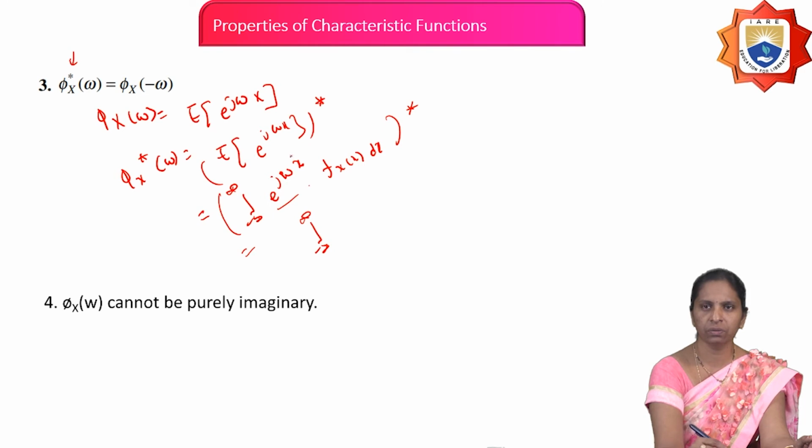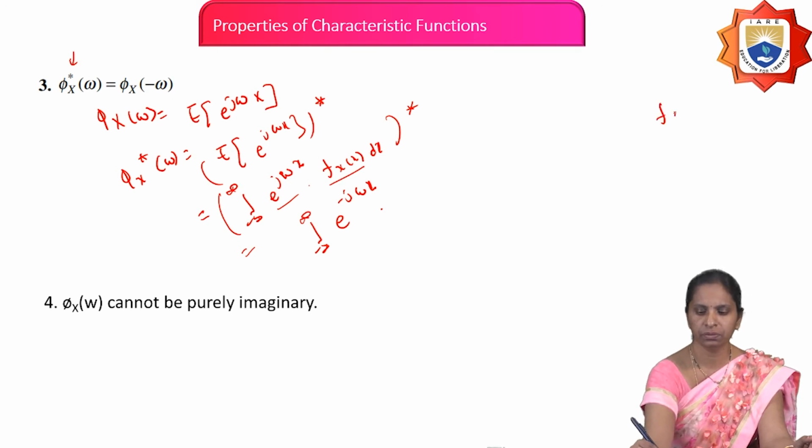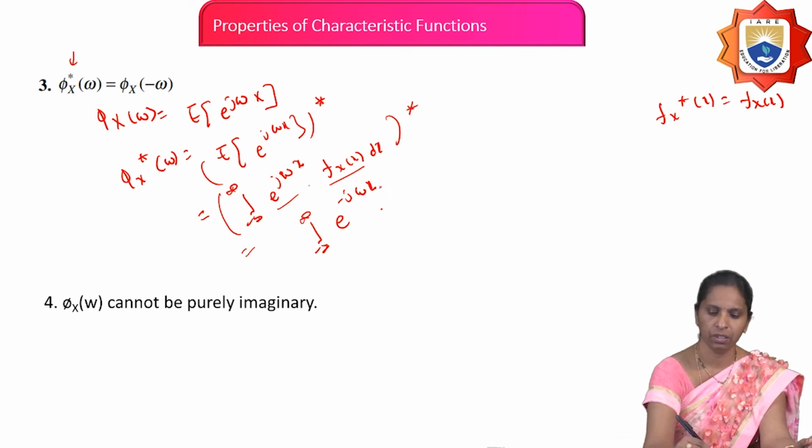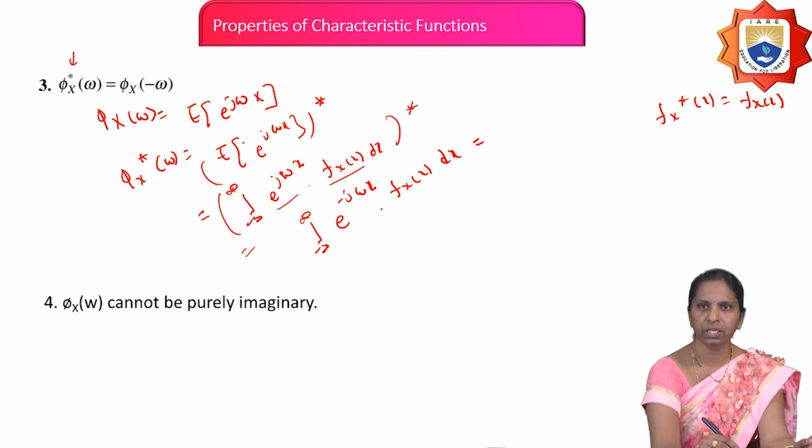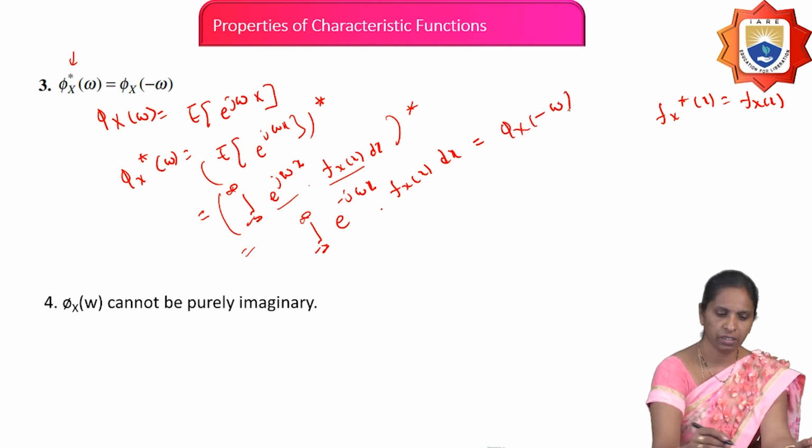What is the complex conjugate of e power j omega x? It is e power minus j omega x. And the reason is that the density function is a real function. So then what can you obtain here? The complex conjugate of the density function f x star equals, if it is real, f x of x only. Therefore, f x of x dx equals what? If you have e power j omega x and f x of x, it is nothing but phi x of omega. In place of plus omega, what you have is minus omega. Then what can you write here? Phi x of minus omega. This is the third property.